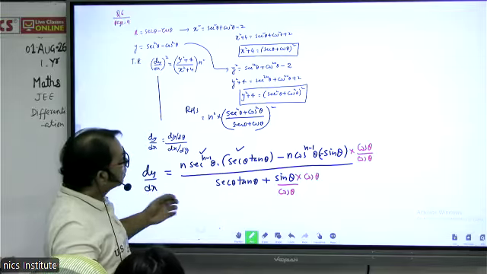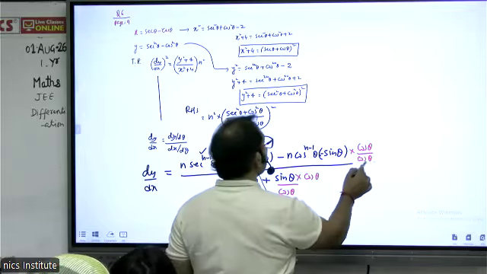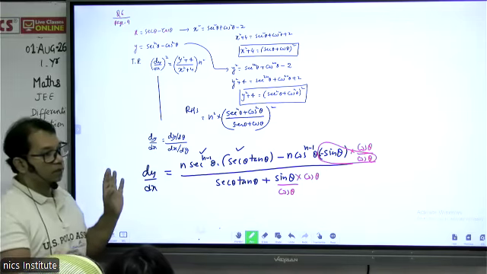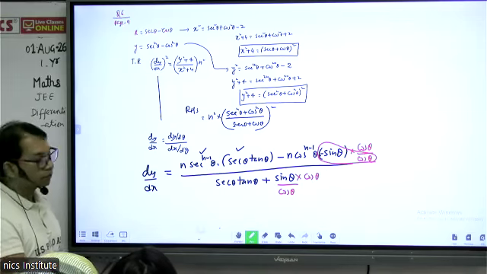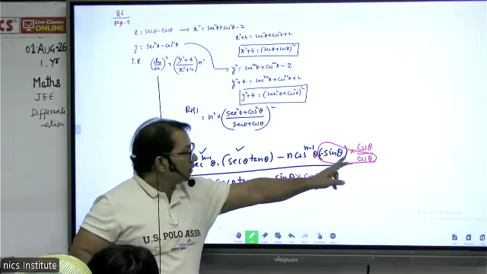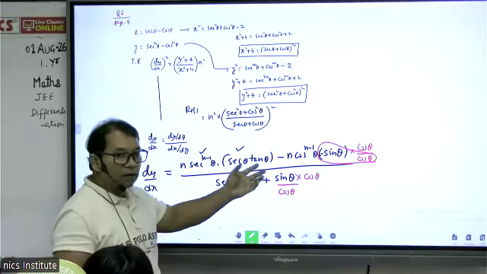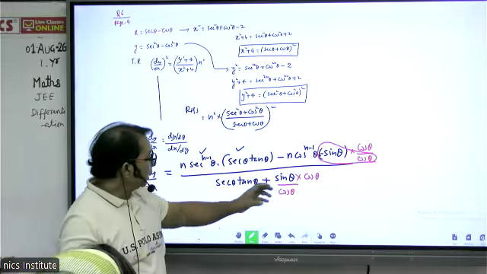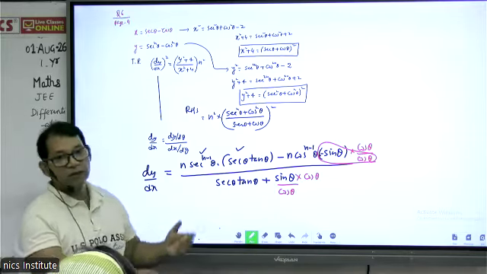I take out tan theta. This will become tan theta, and then I take tan theta out. They'll cancel out, and you get your answer. I multiplied and divided by cos, so tan theta will form. Tan theta is already there outside. Here also I multiplied and divided by cos, tan theta will form. Take tan out, and tan will cancel from top and bottom.